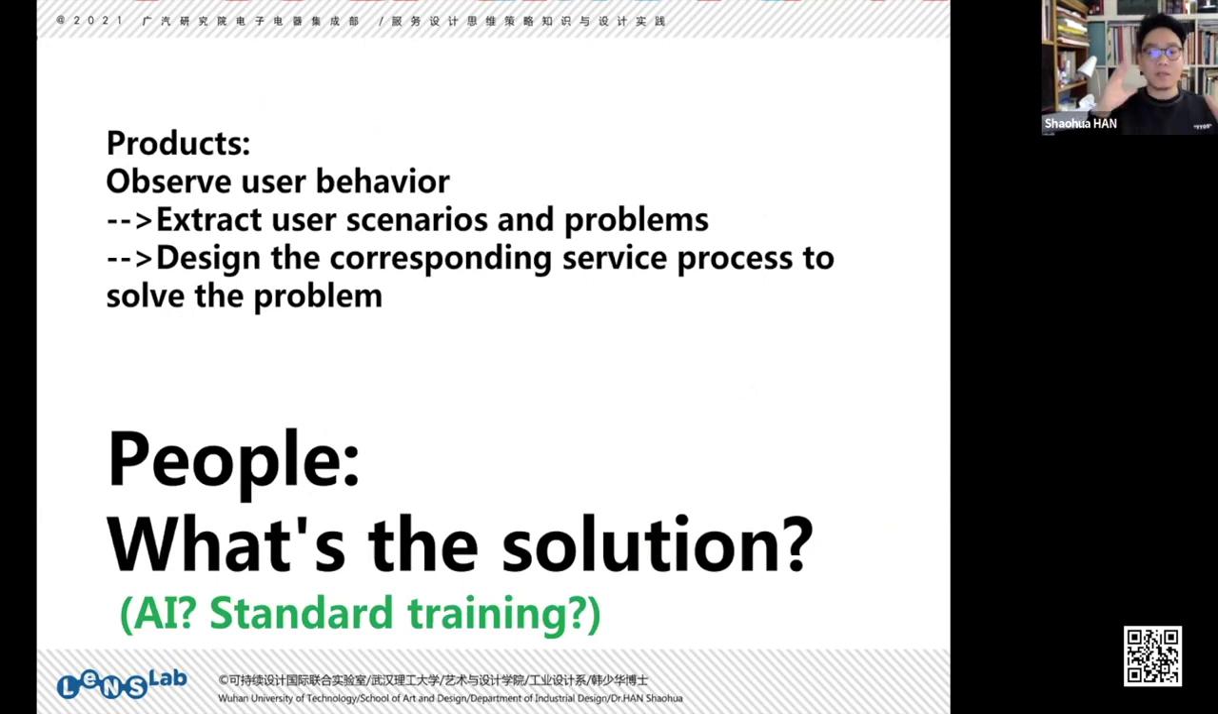So then we come to the end to think about it. If we want to design the product, what can we do to make a good product design?